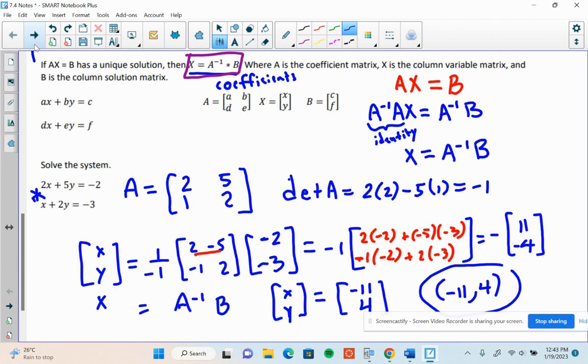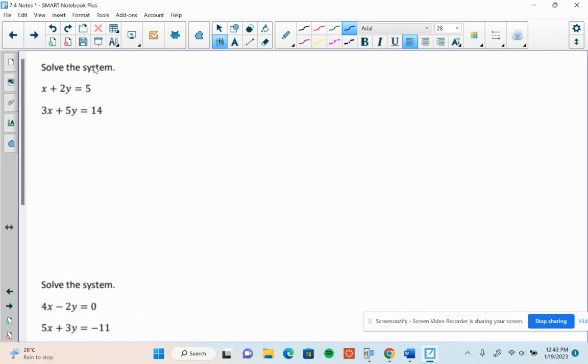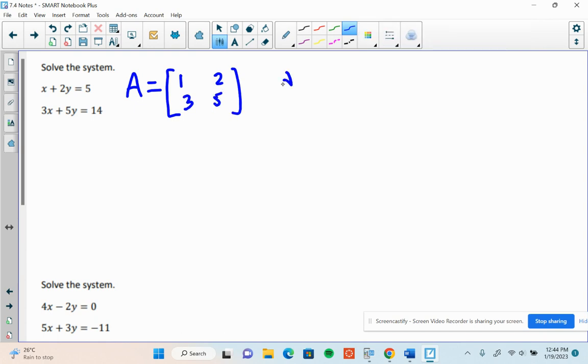Okay, let's flip to the back of your notes. We're going to look at the other 3 examples that we have. We will probably go through them a little faster. We're going to solve each of these systems using the same technique. So first things first, we're going to write down the coefficient matrix. So 1 and 2, coefficients of x and y. 3 and 5, coefficients of x and y. We're going to calculate the determinant of matrix A.